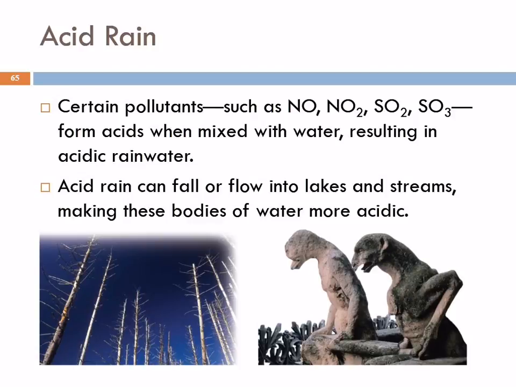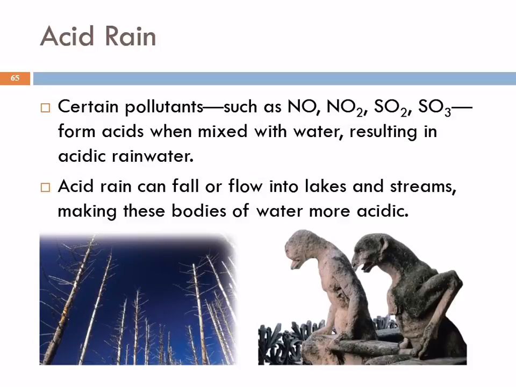Any questions? You've probably heard about acid rain. There are certain pollutants, such as these, nitrogen monoxide, nitrogen dioxide, sulfur dioxide, sulfur trioxide. These are formed from combustion of fossil fuels and various things. They will form acids when they mix with water, and then that acid comes down in the rain. And here are some pictures demonstrating what happens. Not all tree deaths are due to acid rain, but acid rain does have a big impact on the health of trees in the forest.